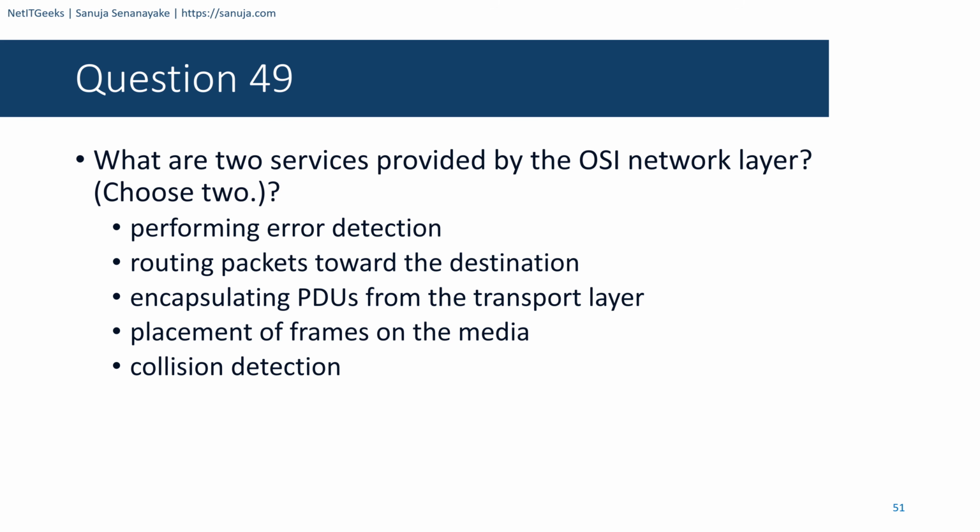Again, you won't be able to answer this question if you don't remember your OSI model. So the answers to this question are routing packets towards the destination and encapsulating PDUs from the transport layer. Remember, the OSI network layer provides several services to allow communication between devices. Those include addressing, encapsulation, routing, de-encapsulation. However, error detection, placing frames on the media, and collision detection are all functions of the data link layer. So the two services provided by the OSI network layer are those two answers.